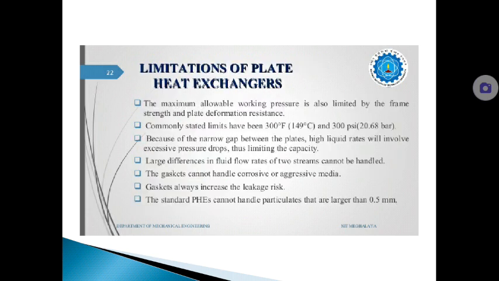But along with advantages, it has some limitations. The maximum allowable working pressure is limited by the frame strength and plate deformation resistance. Commonly stated limits have been a temperature of 149 degrees Celsius and a pressure of 20.68 bar. Because of the narrow gap between the plates, high liquid rates involve excessive pressure drop, thus limiting the capacity.